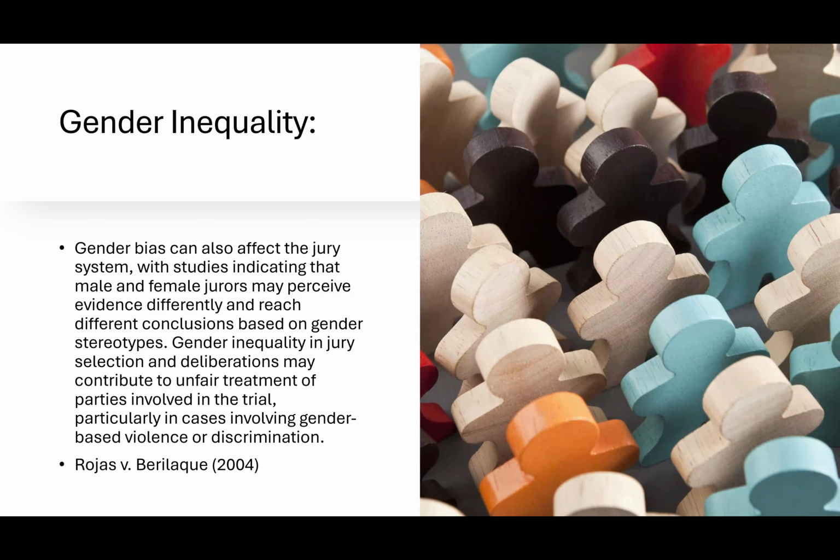Gender inequality as well, gender bias, can also affect the jury system. Gender inequality in jury selection and deliberations may contribute to unfair treatment of the parties involved in the trial, particularly in cases involving gender-based violence and discrimination. So usually studies indicate that male and female jurors perceive evidence differently and reach different conclusions based on gender stereotypes. So Rojas versus Berialak 2004 is an important case there. Does anybody know what happened in this case?